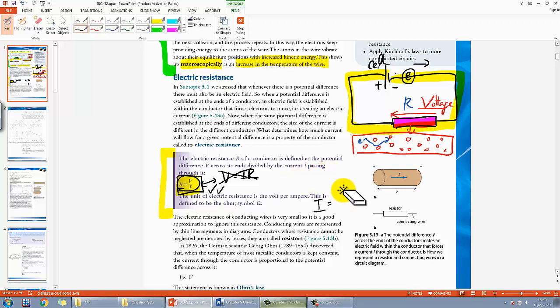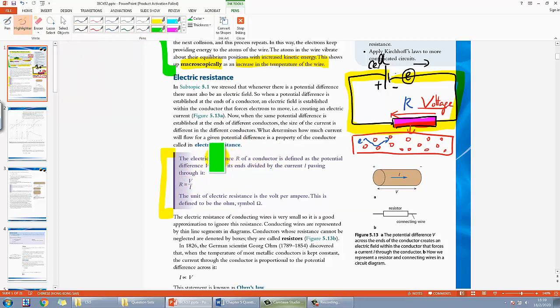Okay, and same for I. You can't say I is, well, of course you can, but you can't say I is defined by V over R. You can't say defined, but you can say they have such a relationship. So be very careful with what is being defined and what is being derived.